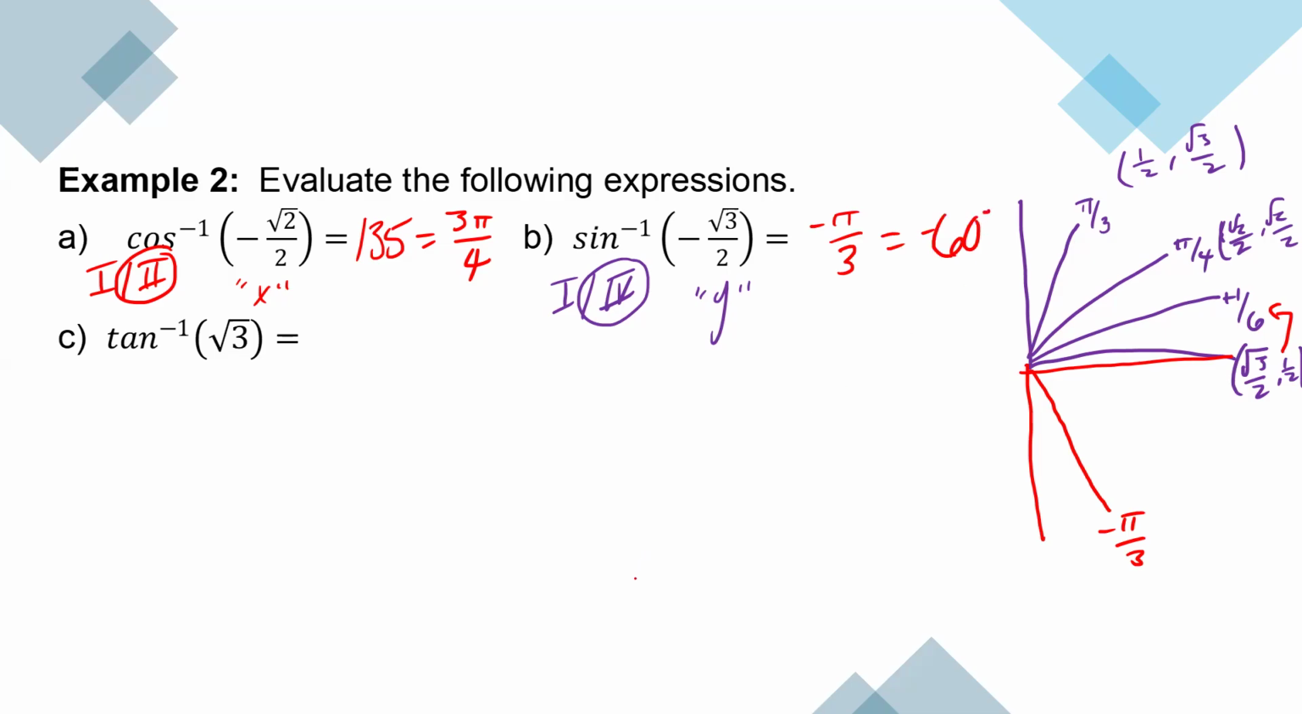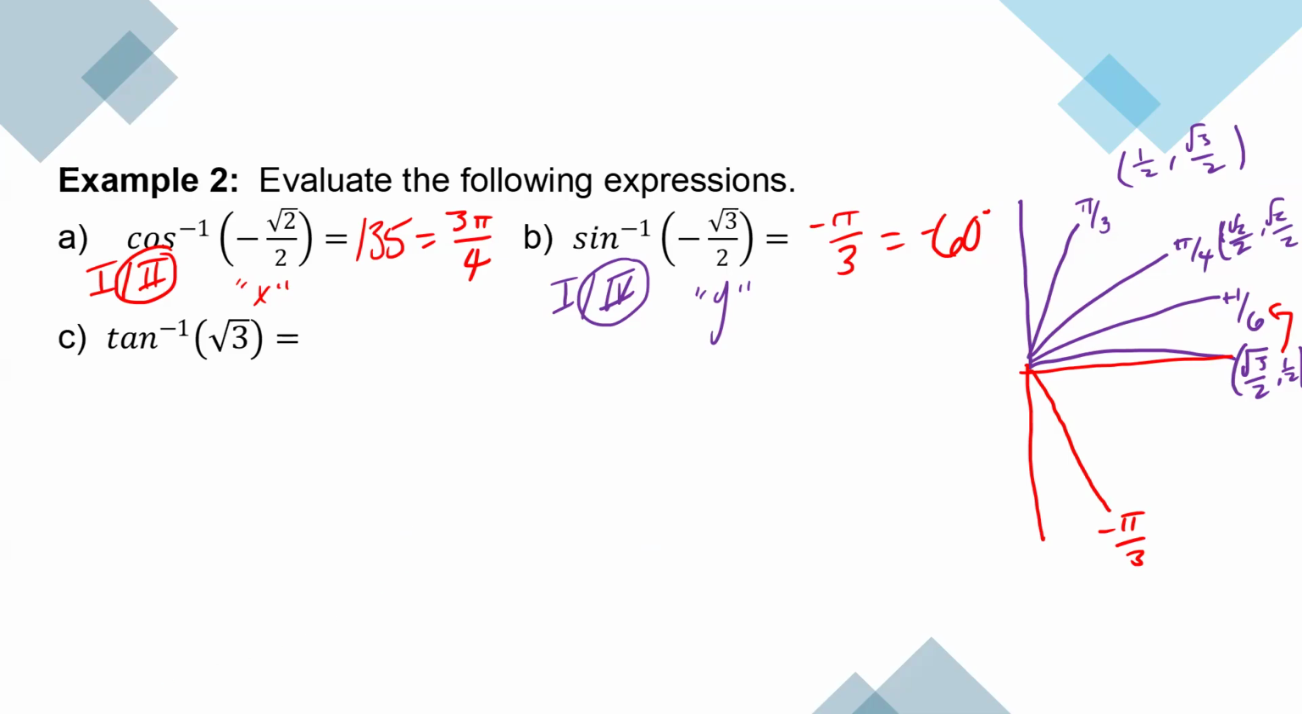Does that make sense? Why wouldn't people do 5 pi over 3? We can't, because our domain restriction for sine is from negative pi over 2 to positive pi over 2. And 5 pi over 3 is outside of our domain restriction, right?